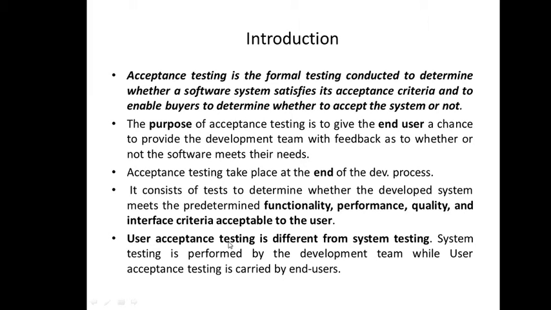So user acceptance and system testing. What is the difference between this acceptance testing and system testing? Simply, system testing is performed by the development team with respect to various parameters we have done in the last lecture, while this acceptance testing is done by the end users, right? So this is the basic difference between the two: the system testing by development team members, while the acceptance testing is carried out by the end users.